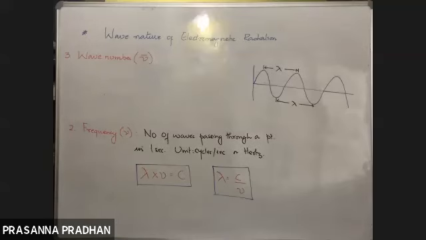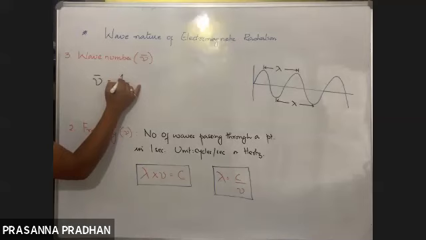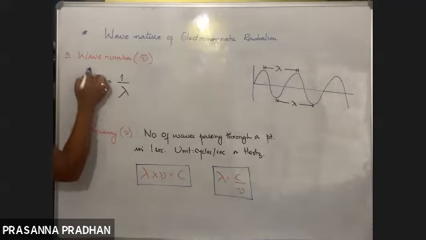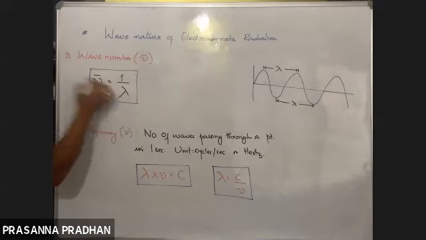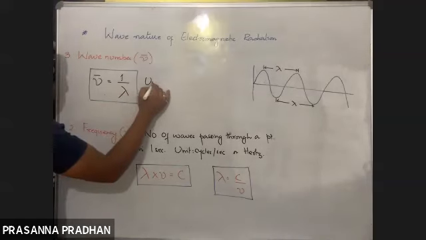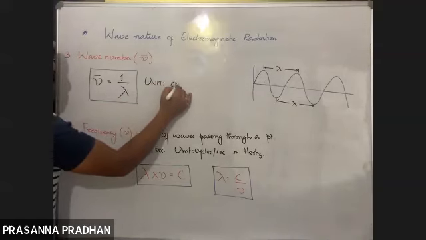So what is wave number? Wave number, mu bar, is defined as the reciprocal of wavelength. What will be the unit of wave number? It will be the inverse of wavelength: centimeter inverse, nanometer inverse, etc. The unit will be the reciprocal of that of length.